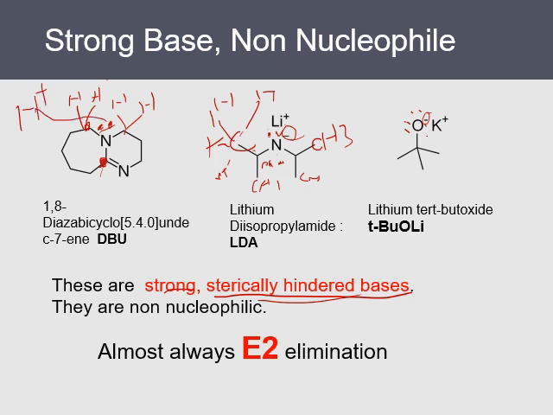the lone pair electron can react, but it cannot react with the carbon cation because this is bigger and the lone pair electrons are shielded by the carbon hydrogens, okay? And therefore, they participate in elimination reactions, particularly E2 elimination, but not nucleophilic substitution, okay? No SN2, no SN1. So when you see these bases, DBU, LDA, t-butoxide, think about E2 elimination.